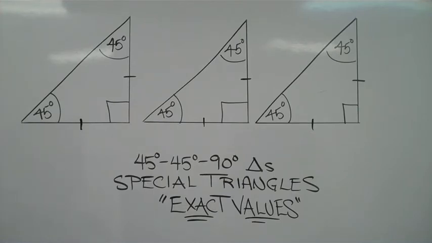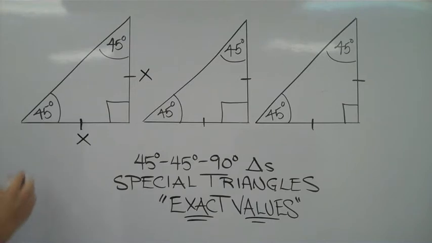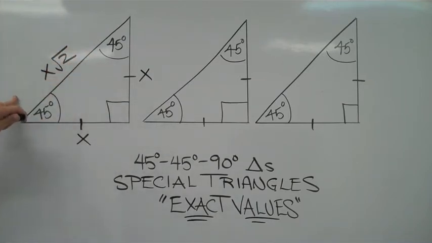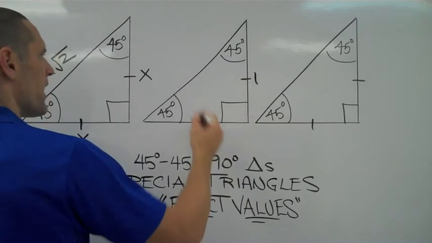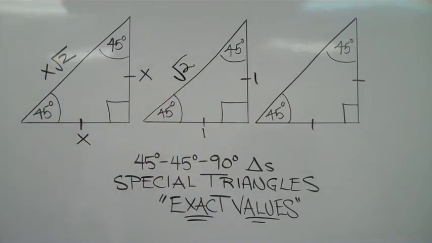Well, if I have the general case, whatever I have here, if I have x here and x here, because we have an isosceles triangle, I'll have x square root of 2 here. That's probably the most important one to remember. Well, what if x was 1? That would mean this is 1 and this is 1, and I have 1 times the square root of 2 here. That one's not so important to remember.